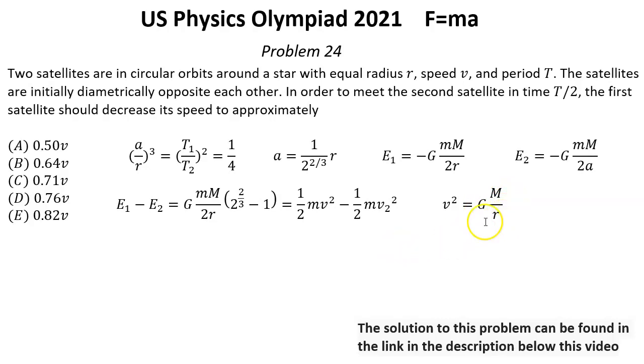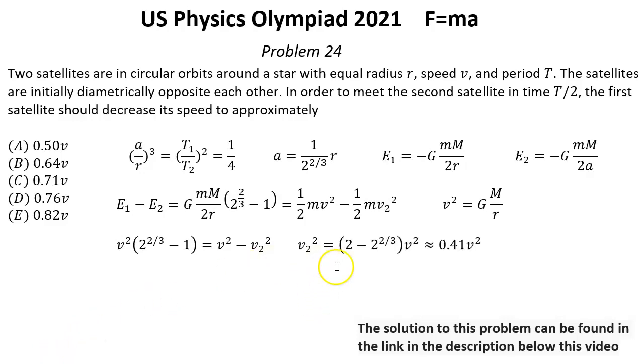Now we can put this expression into this expression and find a relation between v and v2. From here we can find that v2 squared equal approximately 0.41 v squared, or v2 equal approximately 0.64 v, which is answer B, and that was the solution for problem number 24.